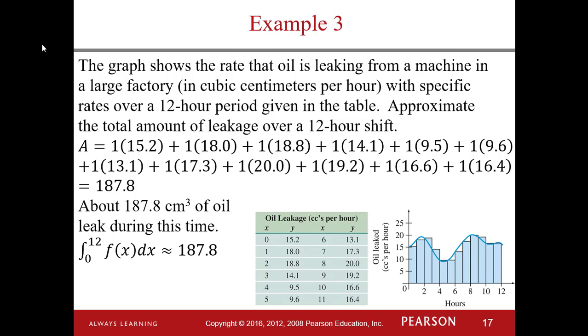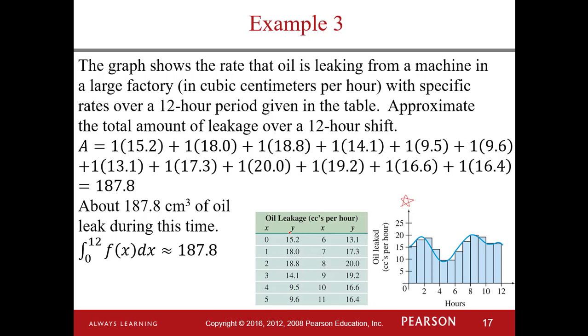And from here we'd have this example. So the graph down here that I have right here shows the rate that oil is leaking from a machine in a large factory in cubic centimeters per hour, with specific rates over a 12-hour period given in this table. We want to approximate the total amount of leakage over a 12-hour shift. So since we have 12 hours, each of these widths here is going to be 1, as you could tell from our graph, and also on the table.